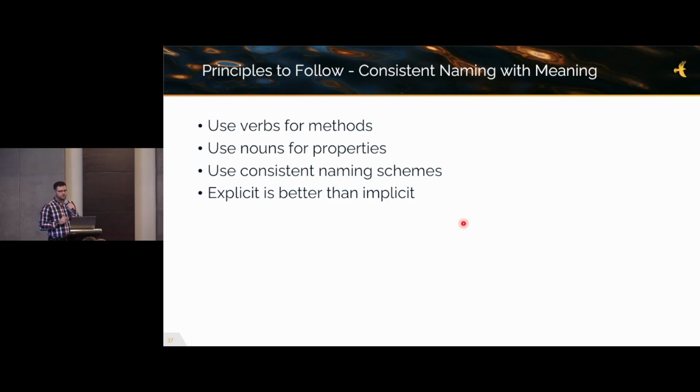When you name your methods, use verbs. It's an action, something that you're performing. Use nouns for properties. Be consistent in your naming. If you start to use something like get temperature, do not all of a sudden change to volume get. Be consistent in your patterns. Explicit is better than implicit. I've already mentioned the example, but get temperature instead of get tea.